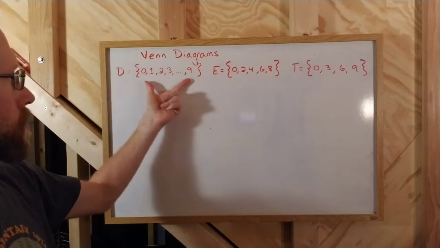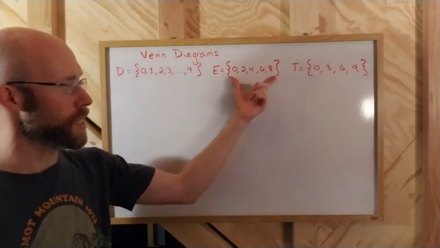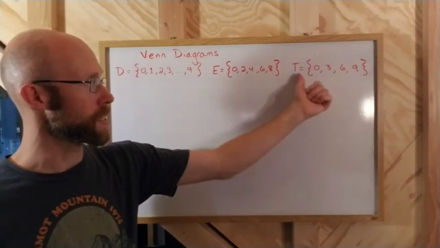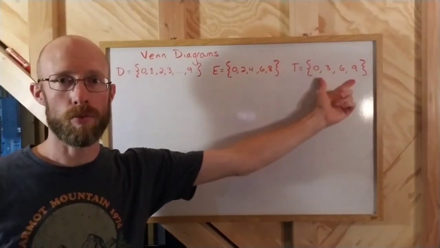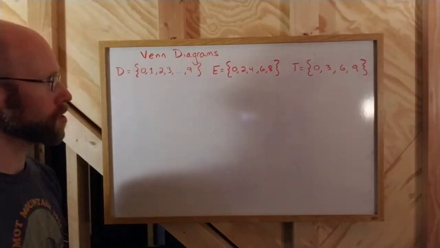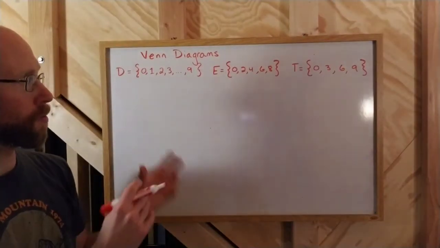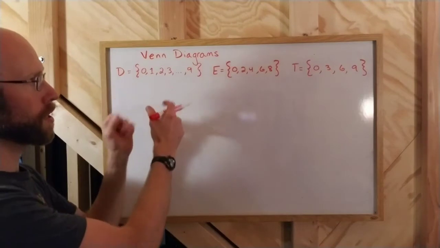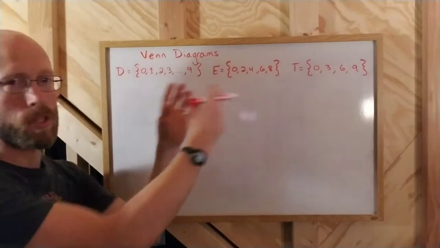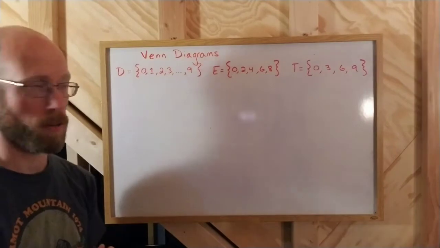And so here I have three sets. D is the set of all digits, all 10 digits, 0 through 9. E is the set of even digits, 0 through 8, the evens. And T is all the digits that are divisible by 3, right? 0, 3, 6, 9. And what I want to do is look at how the elements fall into these three different sets.